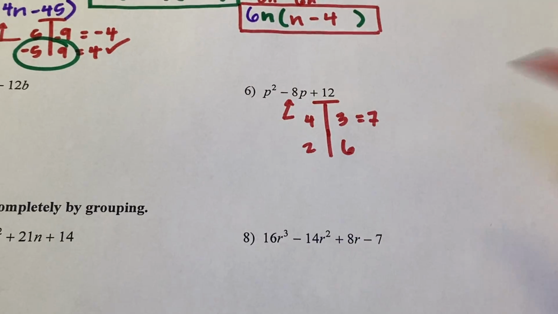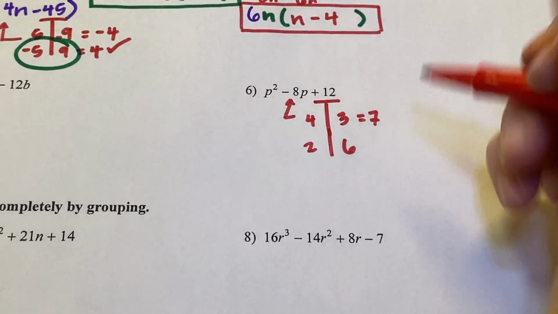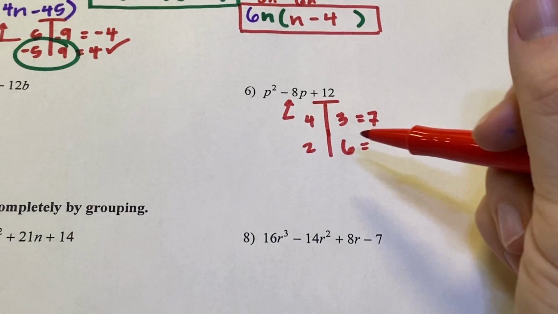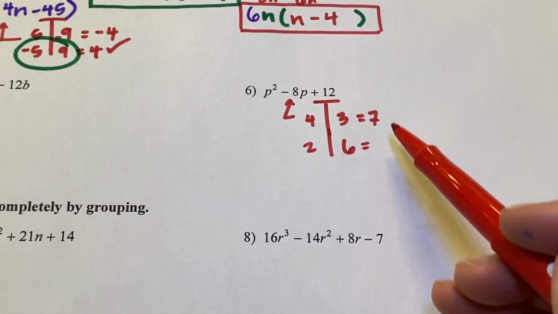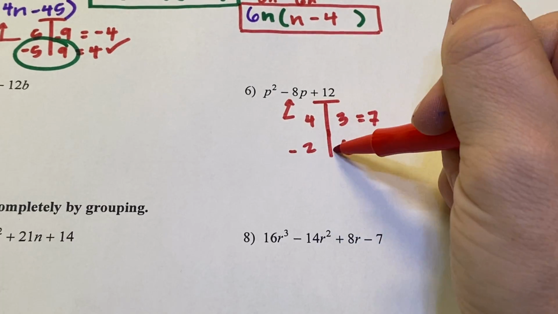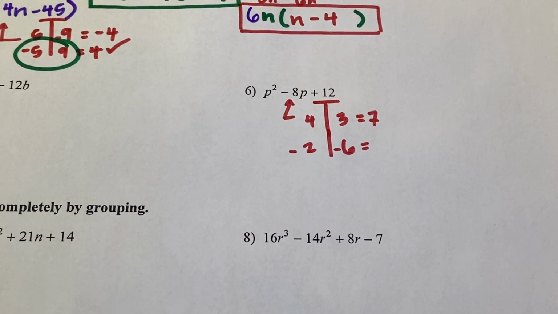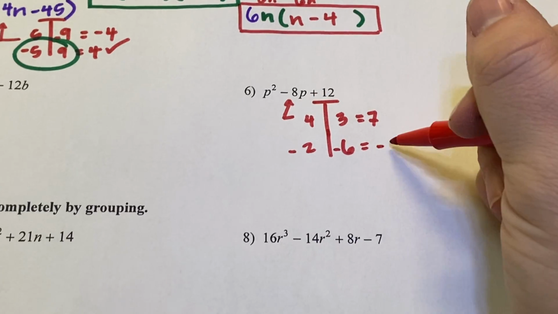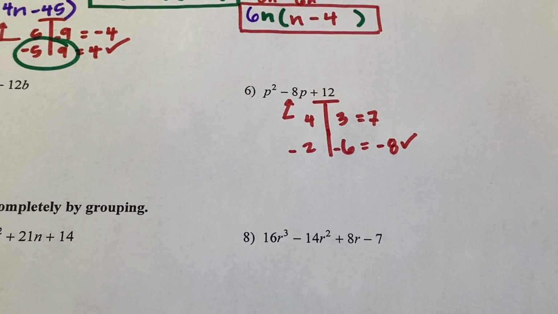2 times 6 will give me positive 12. Then we have to turn the 6 into a negative. Ooh, no, you're both negative. Great job. There we go. Because 2 plus 6 would give me positive 8. We're looking for a -8. We want to make these both negative. Negative times a negative still gives me my positive 12. When I add them together, they give me my -8 I'm looking for.